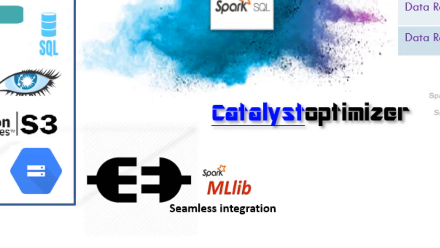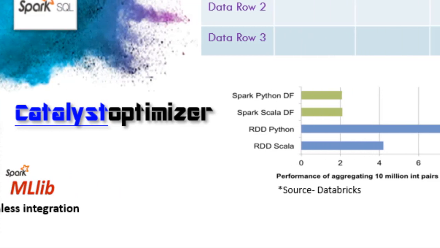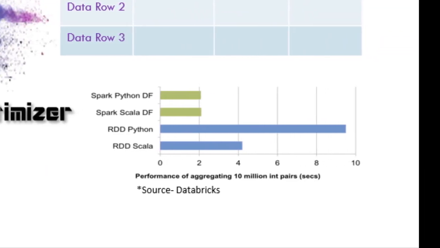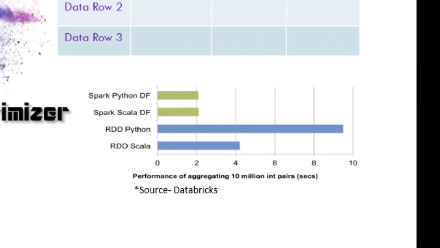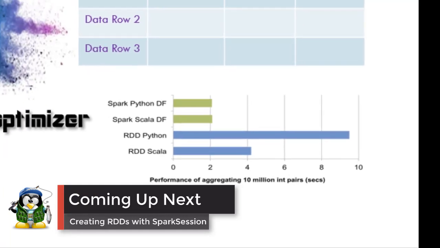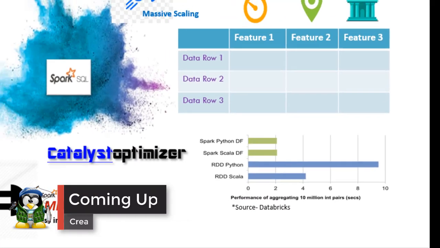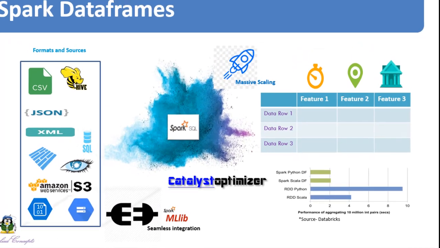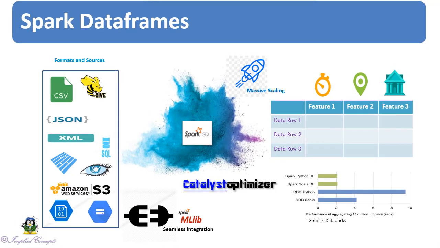The chart compares the runtime performance of running group by aggregation on 10 million integer pairs on a single machine. We can see that the Spark Python data frame outperforms the vanilla Python RDD variant by a factor of 5. We are now ready to work with RDD operations using both structured data with data frames and unstructured data.